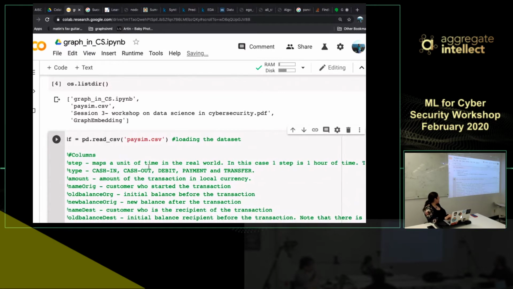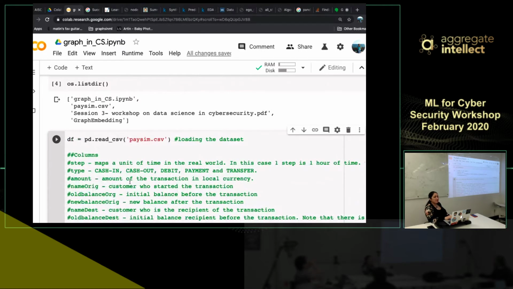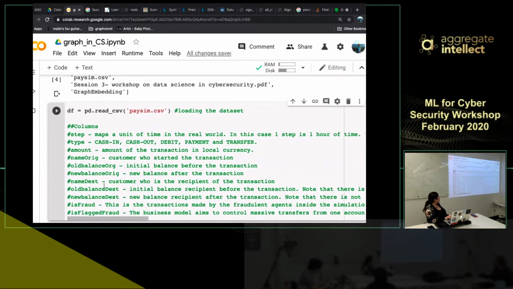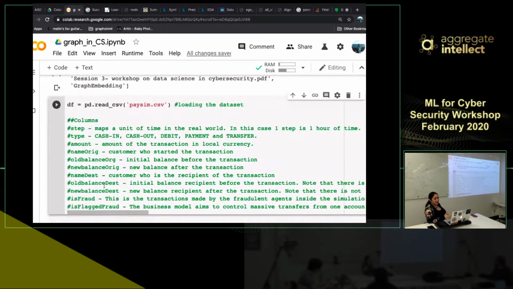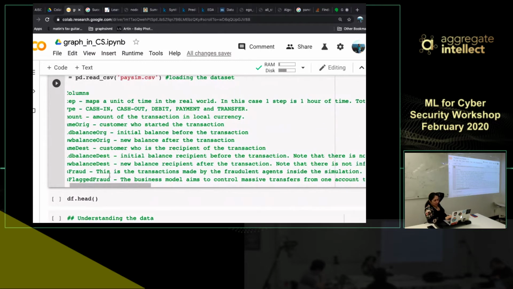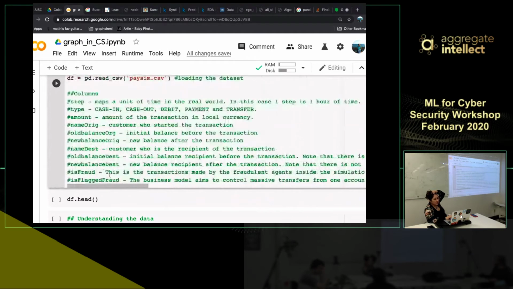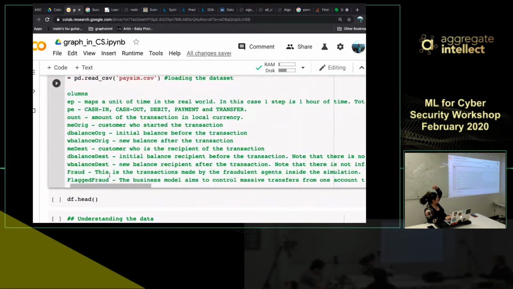The data has columns: step, where each step shows an hour, and it covers up to 30 days of data. There are types of transfer, amount, name of the original sender, balance before sending money, balance after sending money, name of the destination, balance before receiving money, balance after receiving money. Is fraud is actually fraud as marked by an agent, and is flagged fraud is marked by their system.